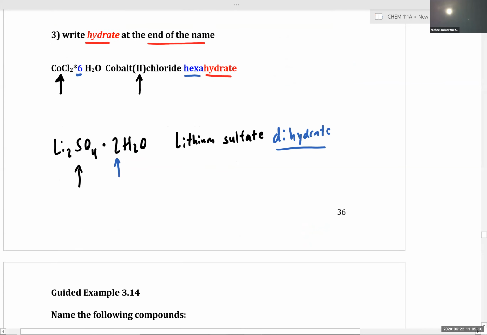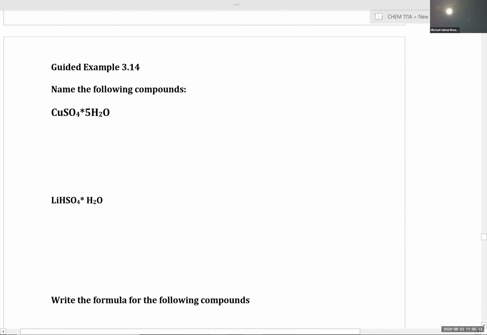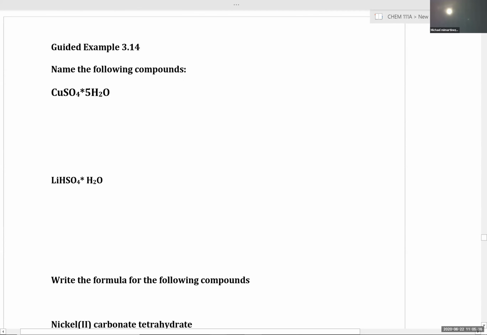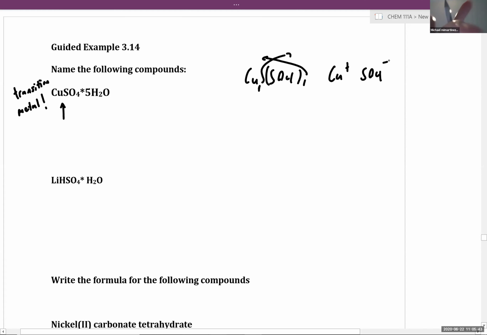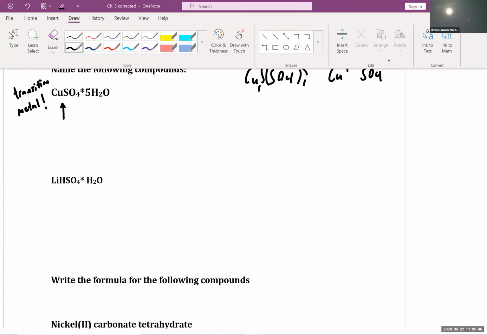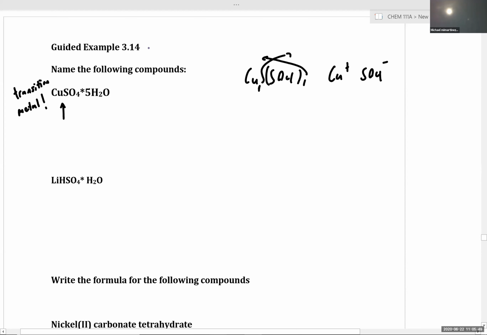Let's do a few more guided examples. First and foremost, we have the following compound. Now I see a polyatomic ion, and I also see a transition metal. That sets off a red flag to me that I need to do some charge analysis. So I take my subscripts and cross them up into my charges. That gives me copper plus and SO4 minus. Is that correct? Does this charge for sulfate, SO4 minus, look correct to everyone?